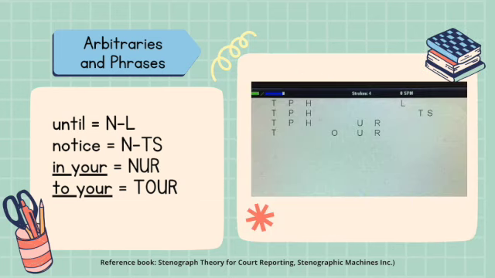Let's try to look at the strokes of arbitraries and phrases. On the right side, you can see the stenograph notes, and on the left side, the arbitraries and phrases. So you have there until, that's initial N, final L. Notice, initial N, final TS. And then you have in your, initial N, vowel U, final R, to your, initial T, vowel OU, final R.